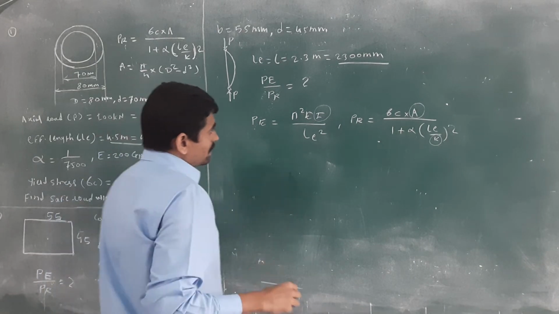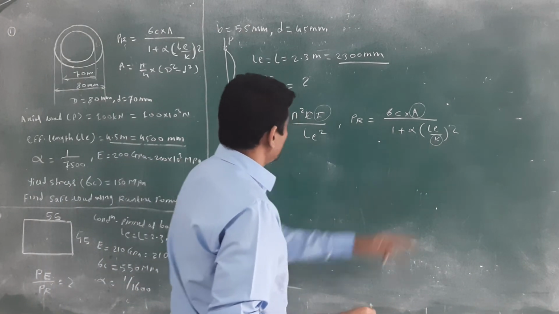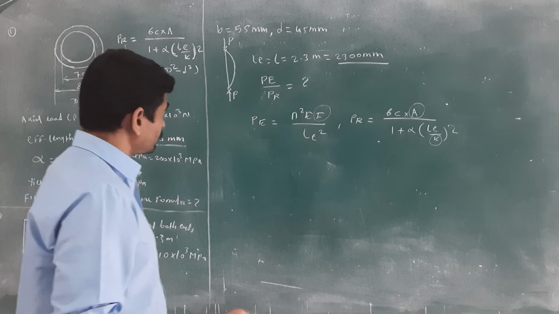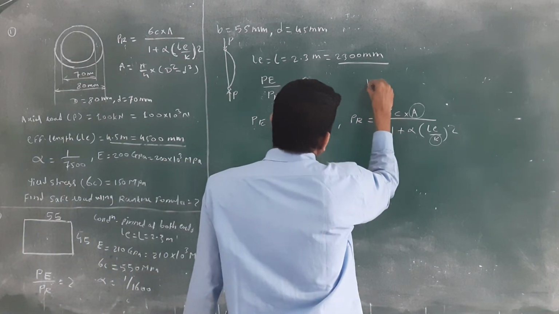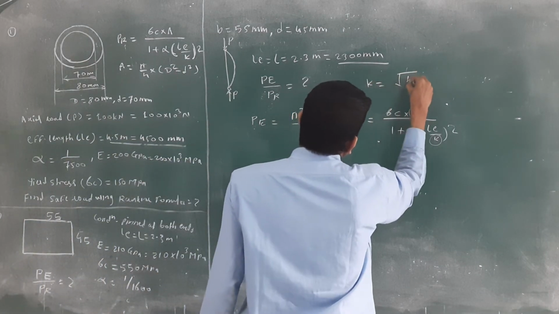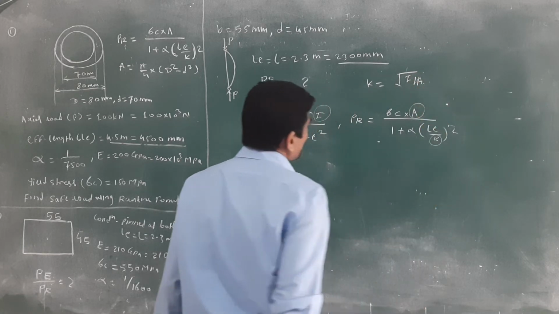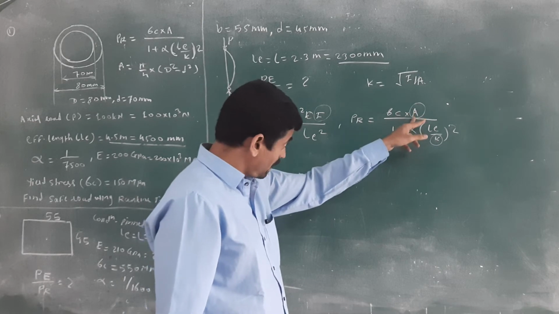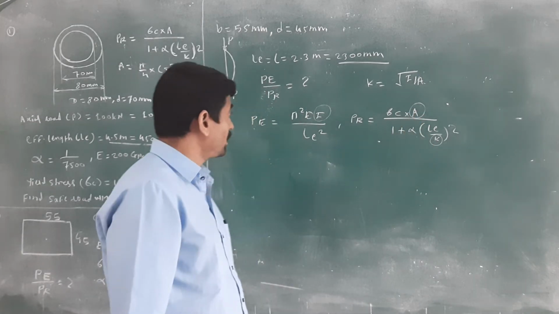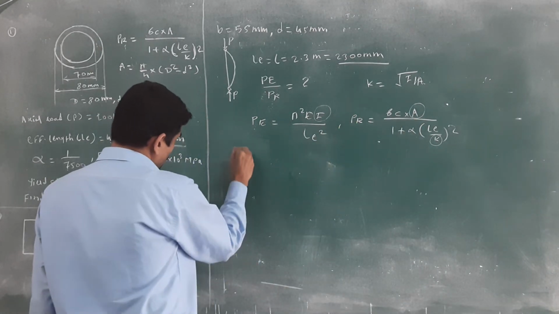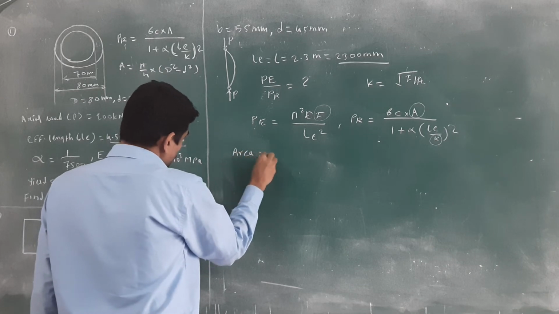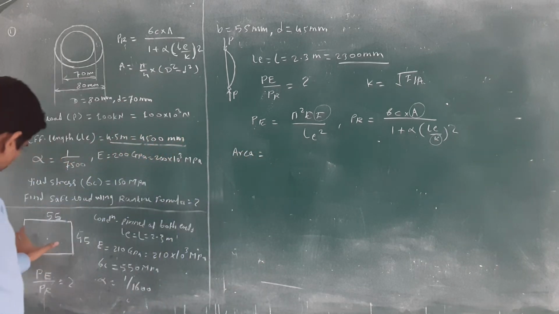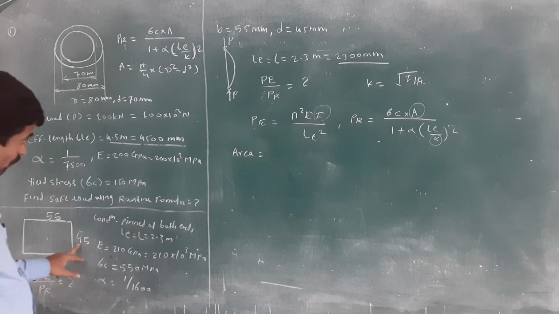For K, what is K? K is equal to root of I by A. That's why we need both values. If you have calculated I and A, then you will easily get the K value. First we calculate the area. What is the area of this rectangular steel bar? 55 by 45.